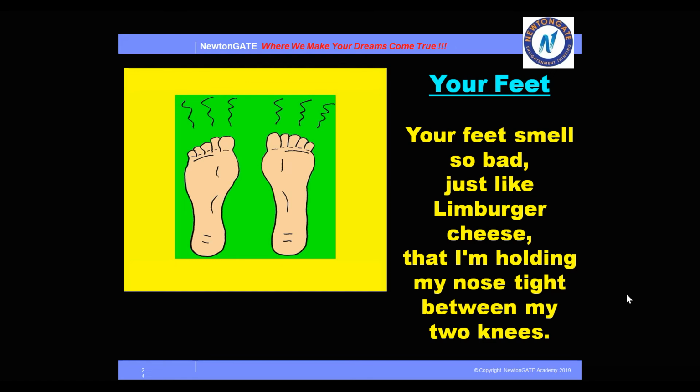Your feet smell so bad, just like Limburger cheese, that I'm holding my nose tight between my two knees. So can you guess what this poem is an example of? Yes, I think you have guessed it correctly. Very good. It is an example of simile. And why is it so? Because here we are making a comparison between the feet and the Limburger cheese, and the quality being compared is their bad smell.